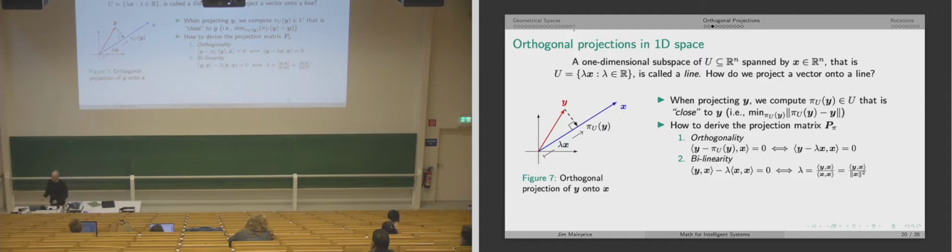Then we just do a little bit of high school algebra here, and we obtain that the inner product between the y vector and the x vector divided by the square norm of the x vector is equal to lambda. So now we have solved for lambda, and because our point is fully specified on the line by lambda and the basis vector x, we now have specified our point.